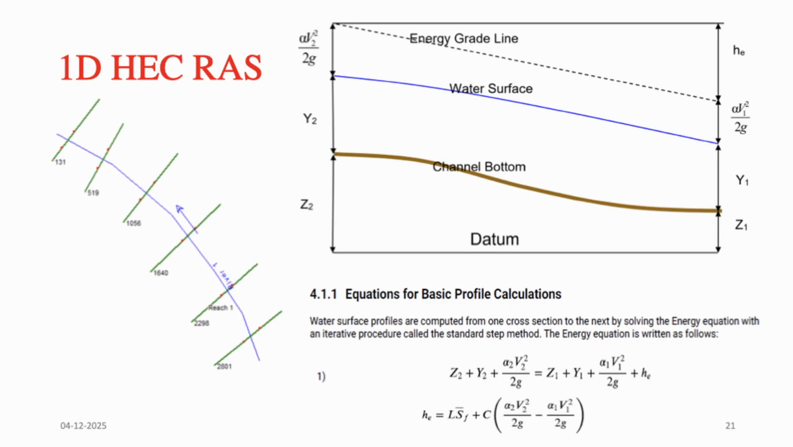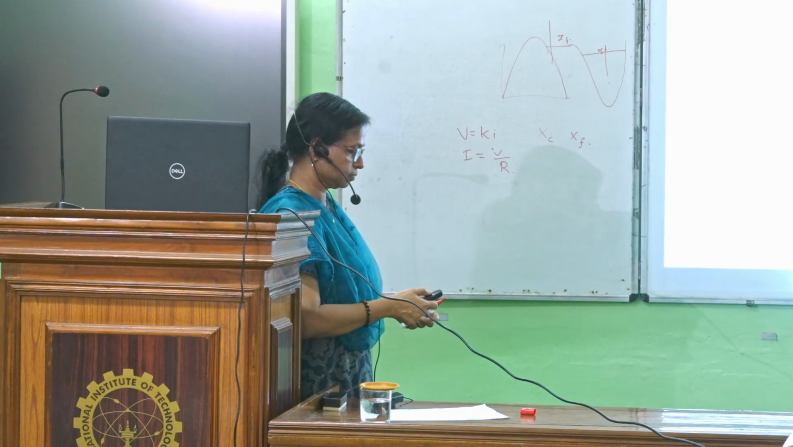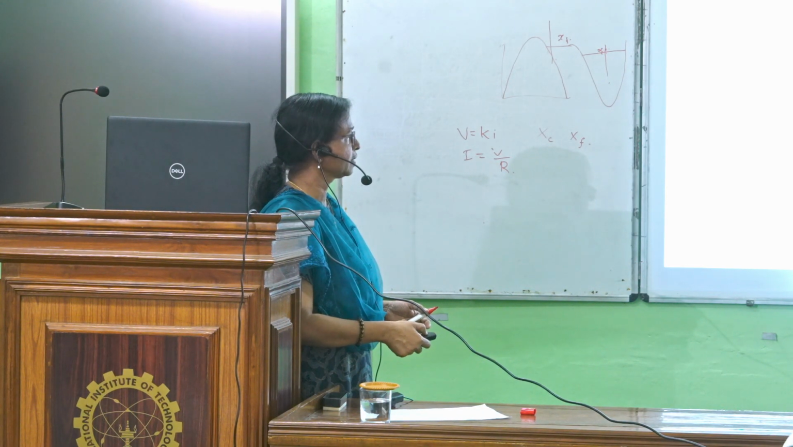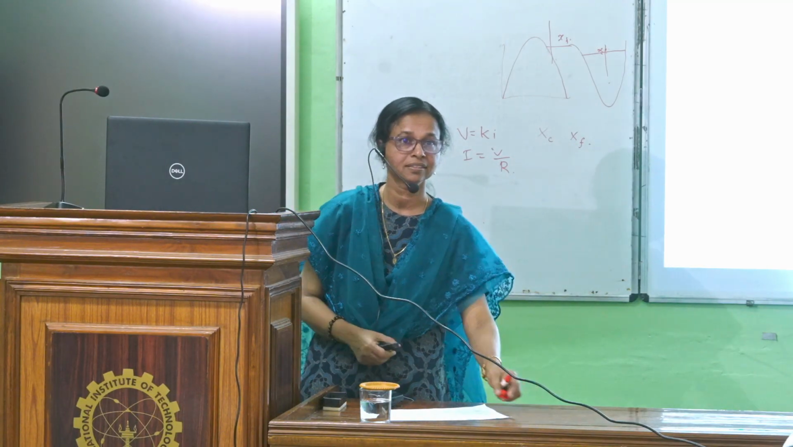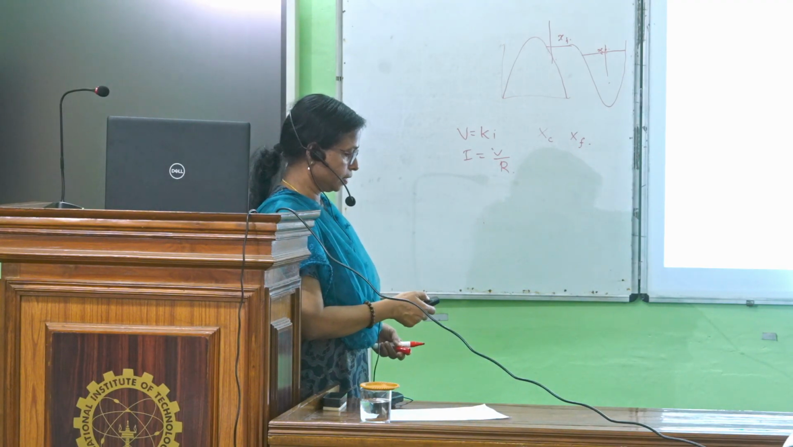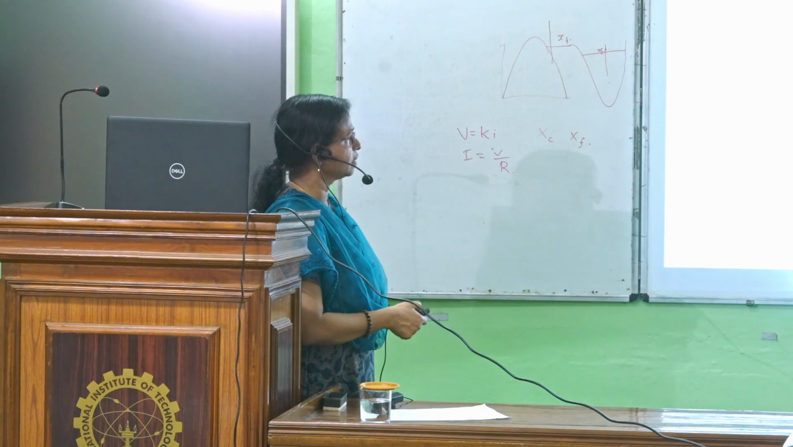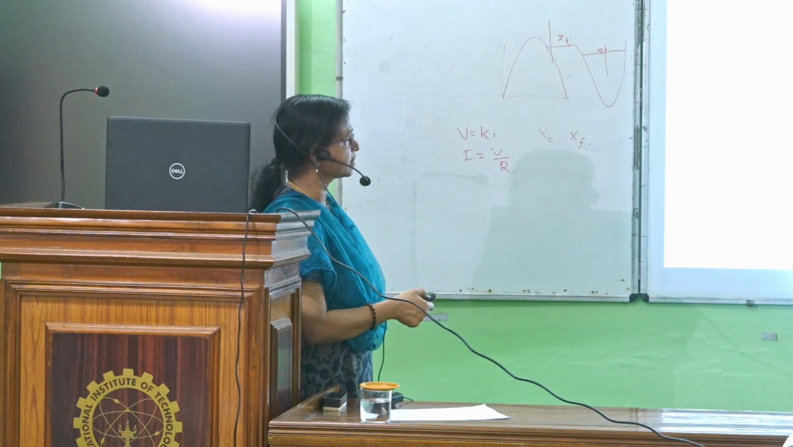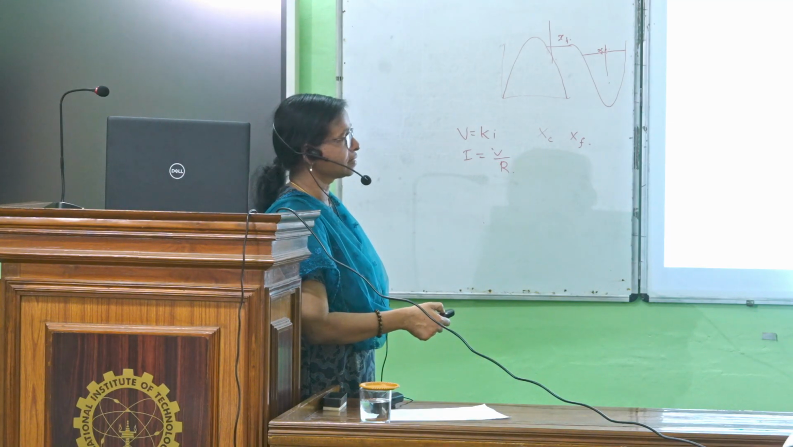But when it comes to the steady state, that equation is converted into this expression. What about this equation? It is the energy equation. If you consider two sections, Z2 plus Y2 plus alpha times V2 square by 2g is the total energy at section 2, and similarly the total energy at section 1. Here he is the head loss.